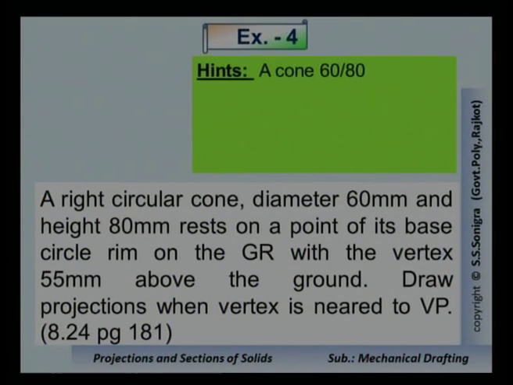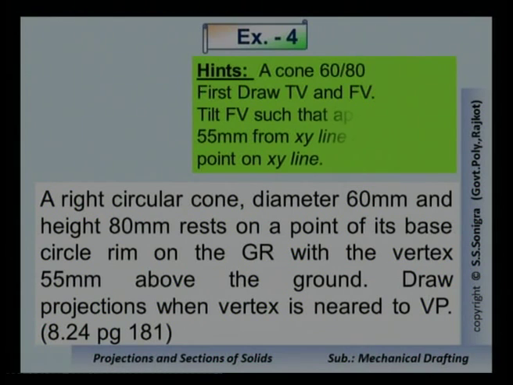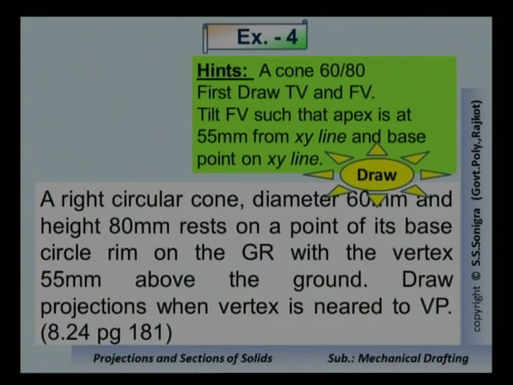A cone 60 mm diameter, 80 mm height is given to us. First draw top view and front view as we did in the previous problem. Tilt front view in such a way that the apex is at 55 mm from XY line and base point on XY line. So these are the steps. Now let me draw this problem.